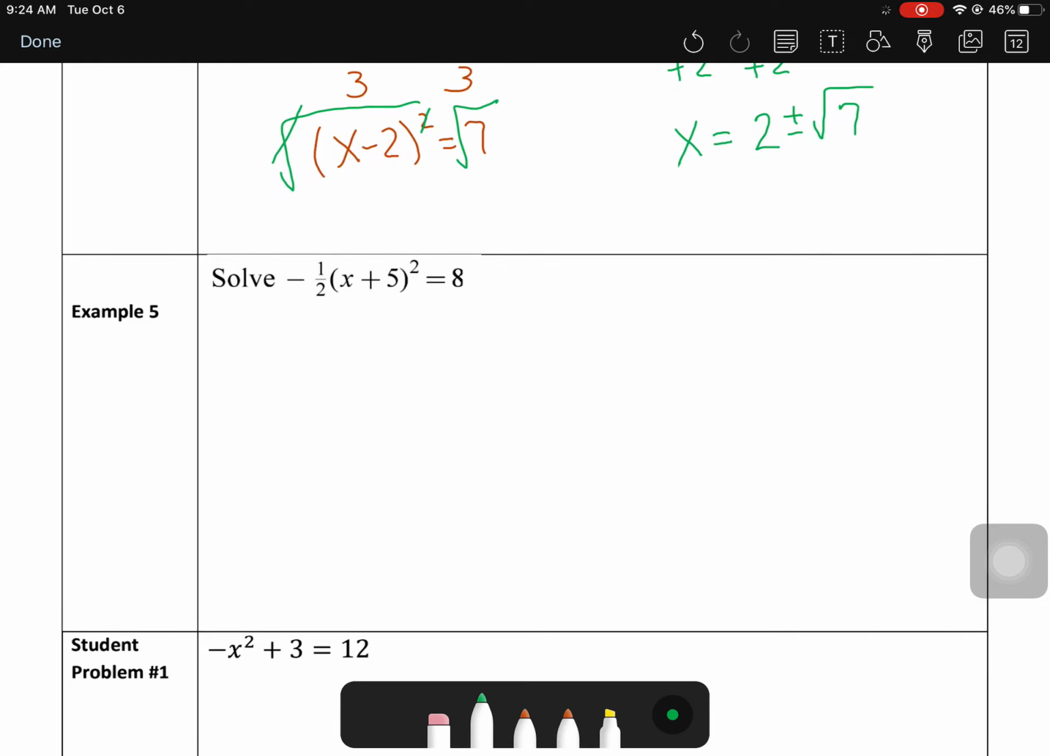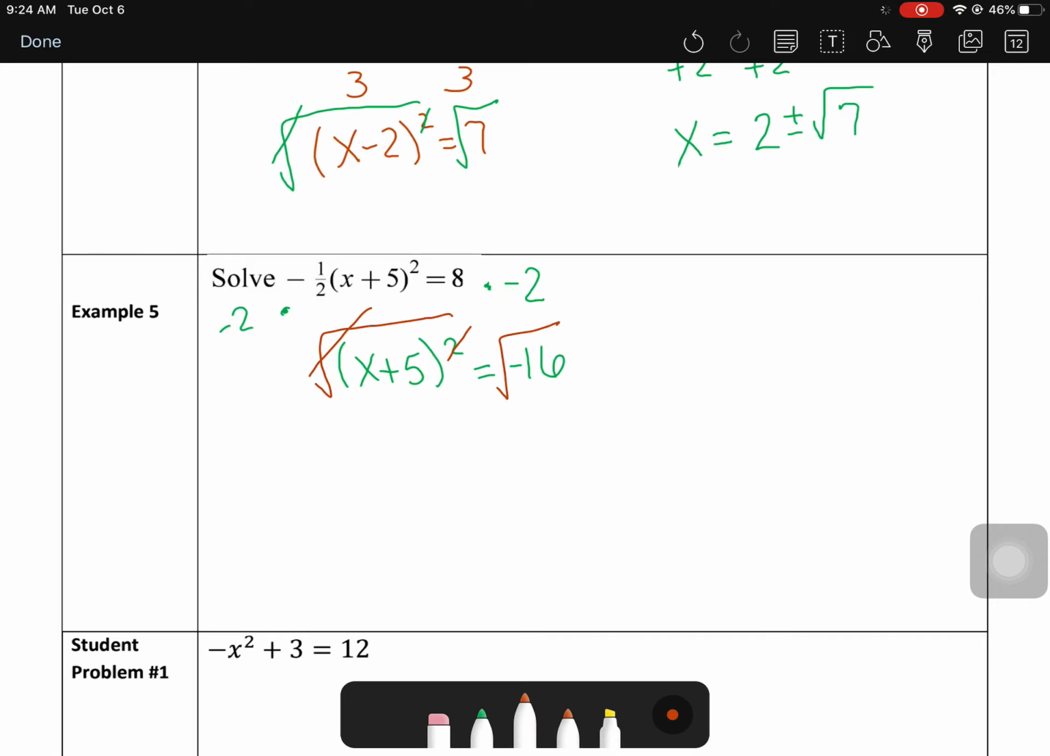All right, in our last example, the first thing we're going to do is multiply both sides by negative 2, which is the opposite of, or the inverse of, negative 1/2. Negative times a negative is a positive, and 2 times 1/2 would be 1. So we have x plus 5, the quantity squared, equals negative 16. Now we have the square by itself, so we're going to take the square root of both sides.